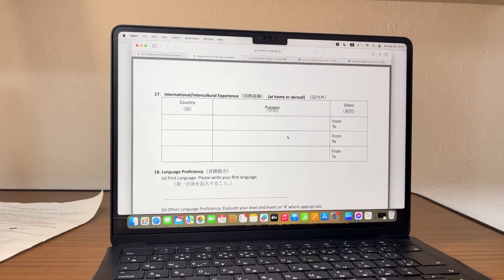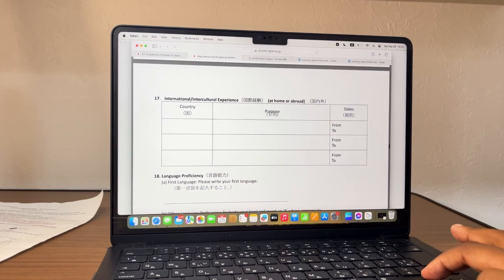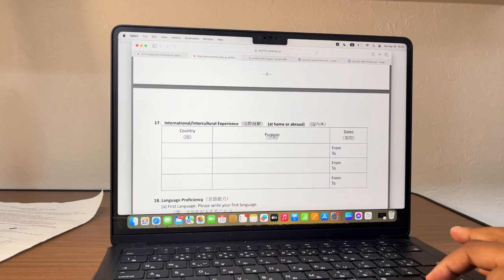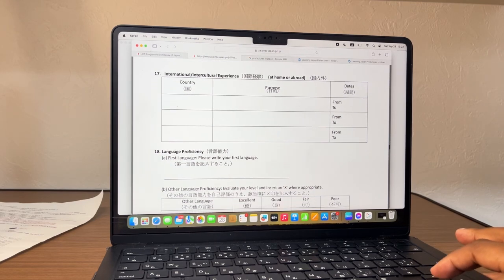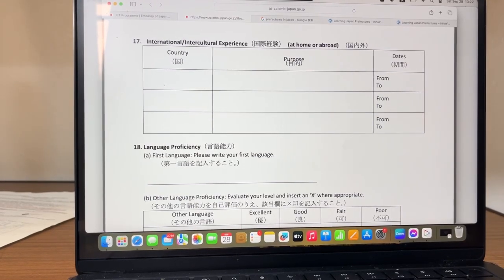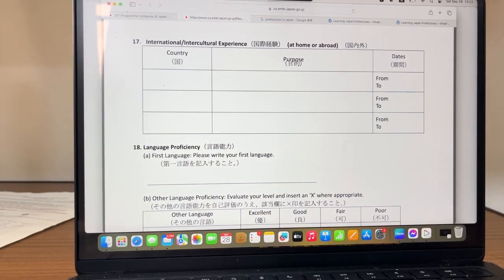So today we are doing part 2 of the JET application form, and hopefully this is the last part. Last week we left off at number 16, which is page 6. Today we are starting off with page 7, number 17. I decided that I won't be using a pen and paper. I'll just focus on using a computer.